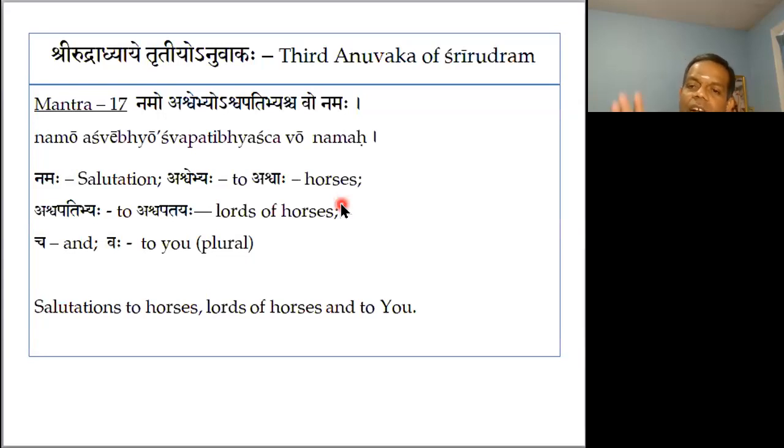We are covering ratham later on, so I will come to that later. But ashwa means horses. Ashvebhyah namaha. To all the horses, we bow down.